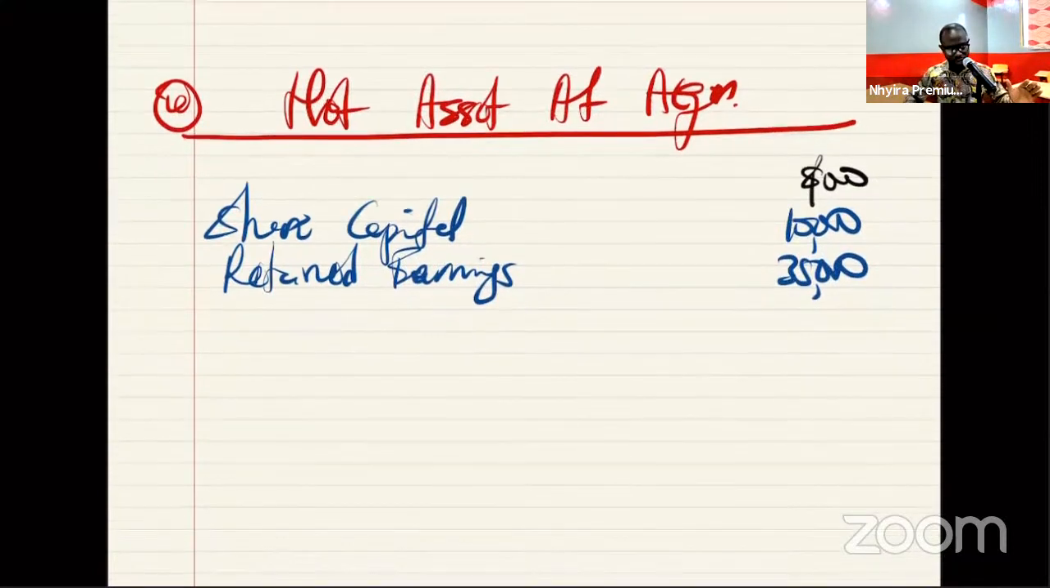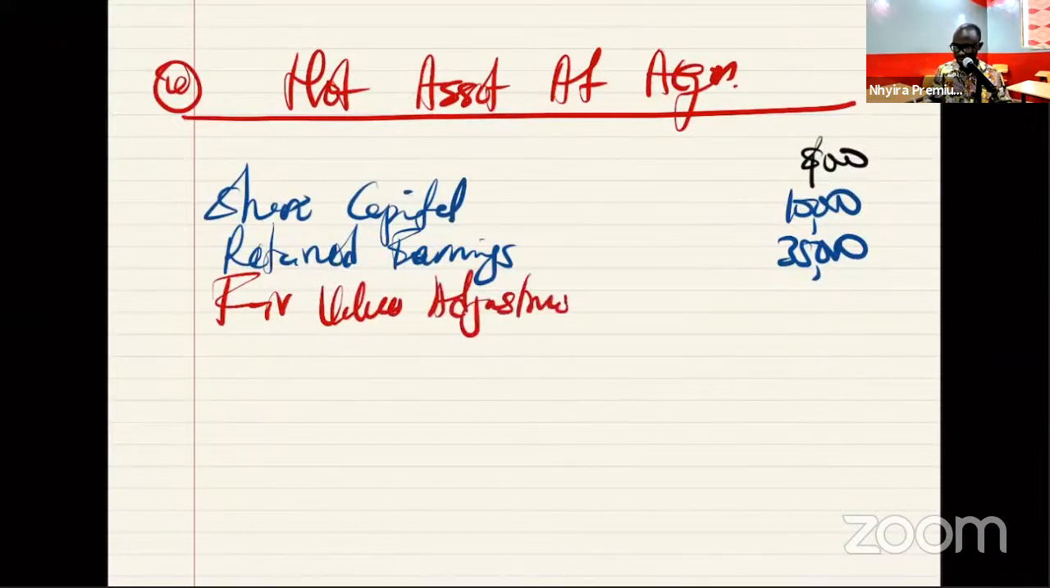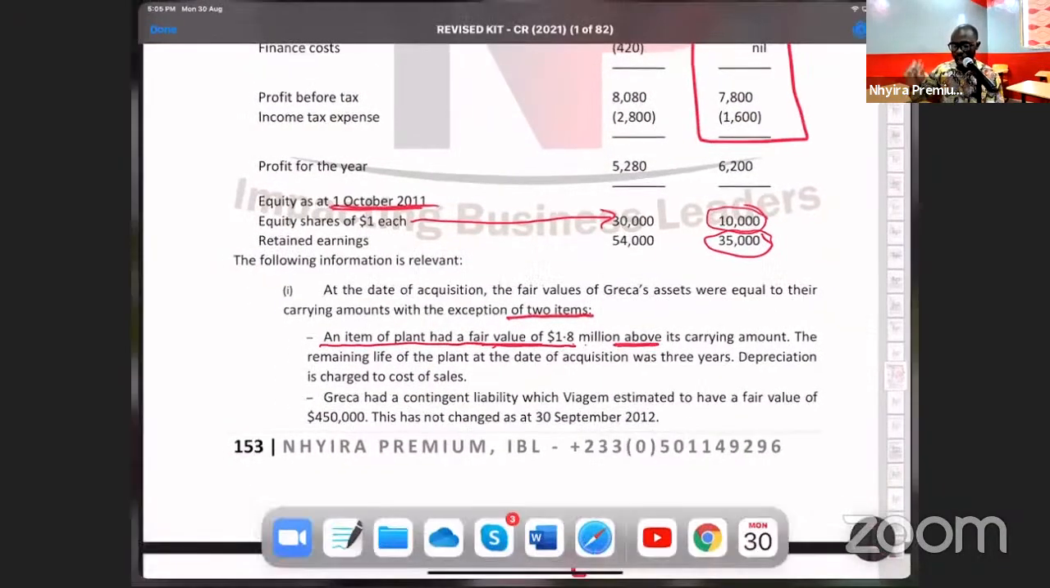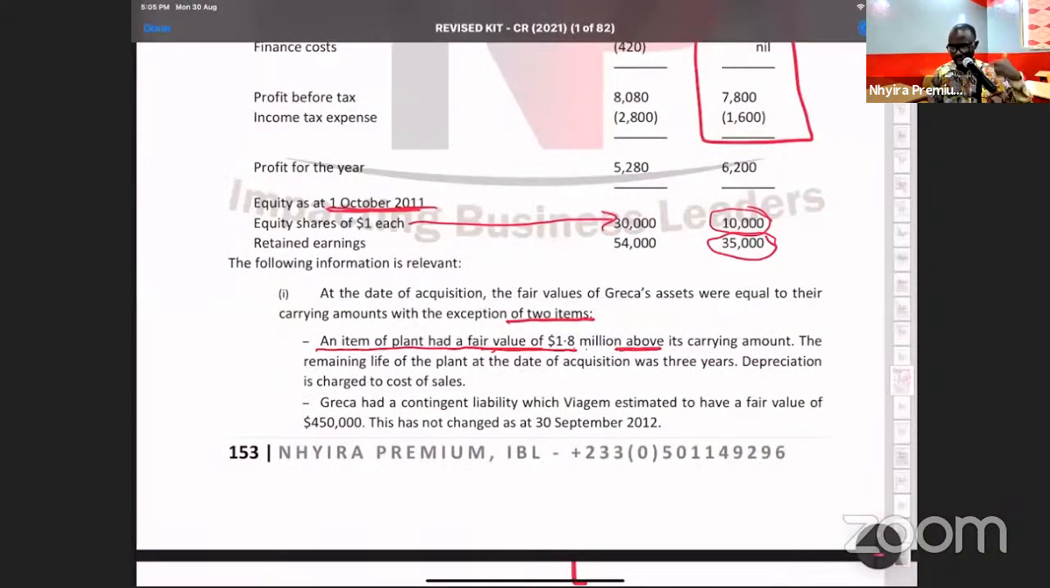Then we continue. This is where we bring in the fair value adjustment and bring the items there. So fair value adjustments. The first item we saw in the question we just read is what? Plants, and that is above. So we add. So plants, 1,800. We're going to add it. Okay? Then we continue.